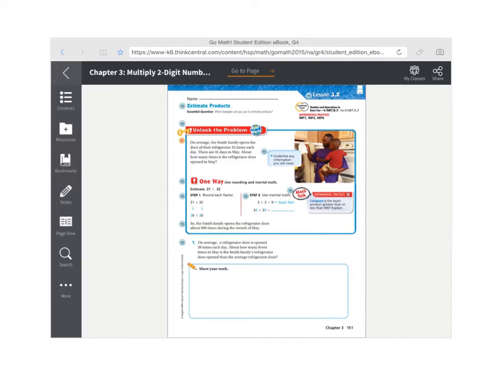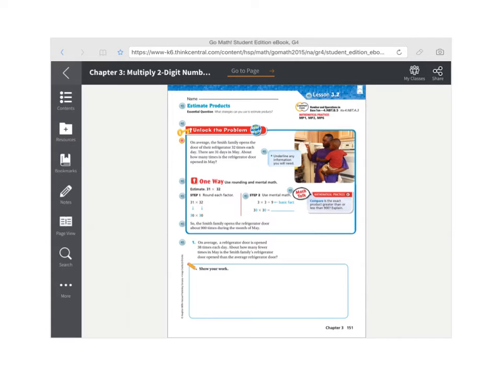We can do the song of find the basic fact and you multiply. What is our basic fact? 3 times 3 is 9. Count the zeros, 1, 2, and place them close by. So our answer is 900. Now remember, the reason we did that is because it's 3 tens times 3 tens, and that's where the zeros come in. You can see that we have 2 zeros here, and there are 2 zeros in the answer. So the Smith family opens the refrigerator door about 900 times during the month of May.